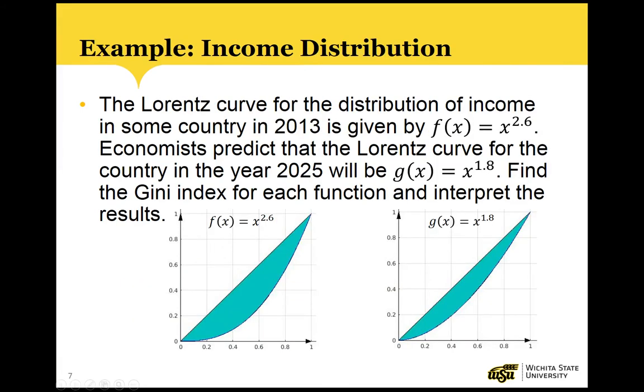Let's look at an example to demonstrate how this works. The Lorenz curve for the distribution of income in some country in 2013 is given by f of x equals x to the 2.6 power. Economists predict that the Lorenz curve for the country in the year 2025 will be given by g of x equals x to the 1.8 power. We want to find the Gini index for each function and interpret the results.